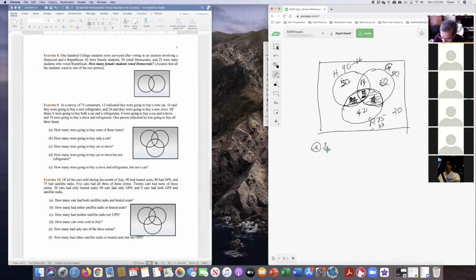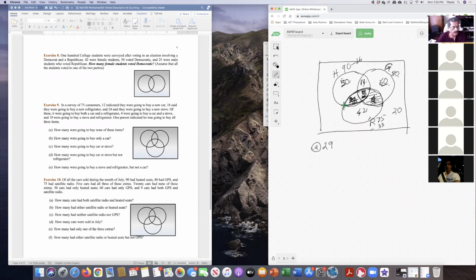So part A is... Does it interfere with the GPS though? The question is how many cars had satellite radio and heated seat? Yes, some of them are going to have GPS, but they didn't say not GPS, right? They can have GPS. So we could add GPS since they didn't exclude it. Yes, you have to stick to the question. The question is how many have satellite radio and heated seat? All of these 29 have satellite radio and heated seat. Only if they say they should not have GPS, then you have to eliminate the 5. Okay, so they can have GPS.